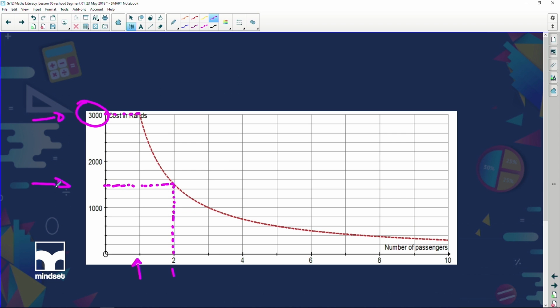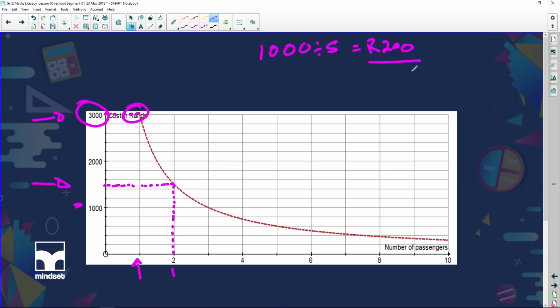Well, how much is that? We can only tell if we understand the scale. So let's have a look at the scale. I've got 1,000 up to this point. So I've got 1,000 what? 1,000 Rand, and I've got 1, 2, 3, 4, 5 blocks. So 1,000 divided by 5 means each block is 200 Rand.